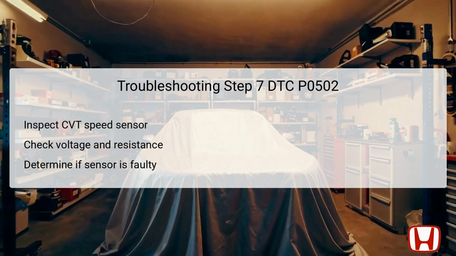Testing should also include measuring both the voltage output and resistance of the sensor to determine its operational status. Normal readings should align with the manufacturer's specifications. Deviations may indicate sensor failure. If the sensor consistently tests outside of normal ranges, it is likely the source of the DTC P0502, and replacement of the sensor would be necessary to restore proper performance capabilities.